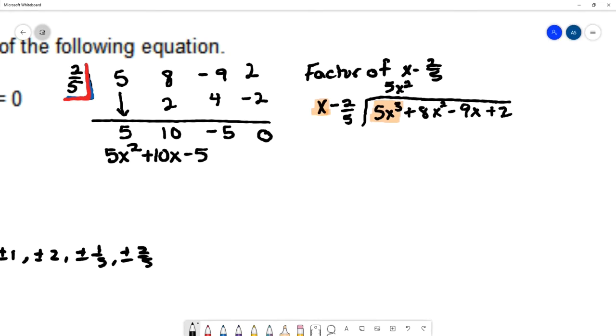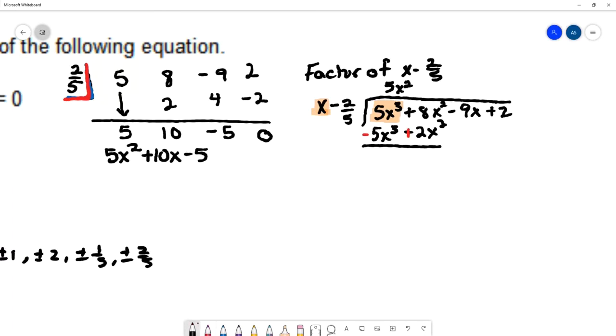So you multiply that 5x squared times the x, and you get 5x cubed. And you multiply that 5x squared by -2/5, and that's going to give you a -2x squared. But then when we do long division, we always have to change our signs before we combine these together. So we're going to do the opposite here. We're going to make this minus and this plus.